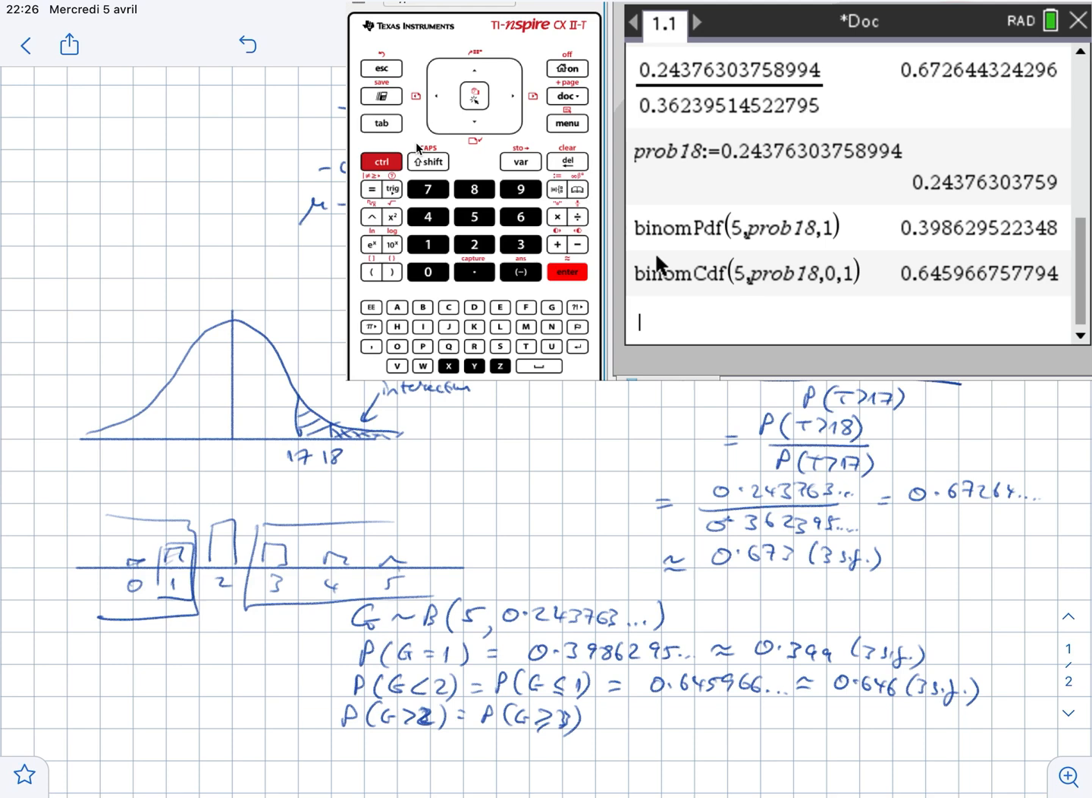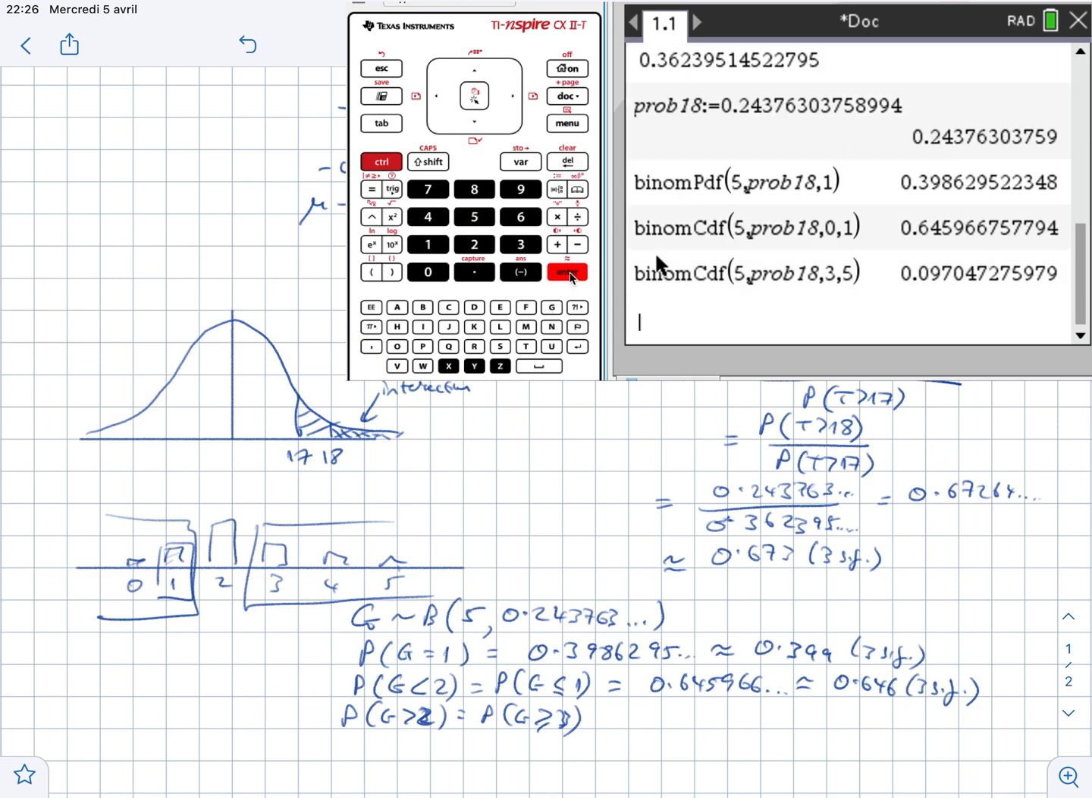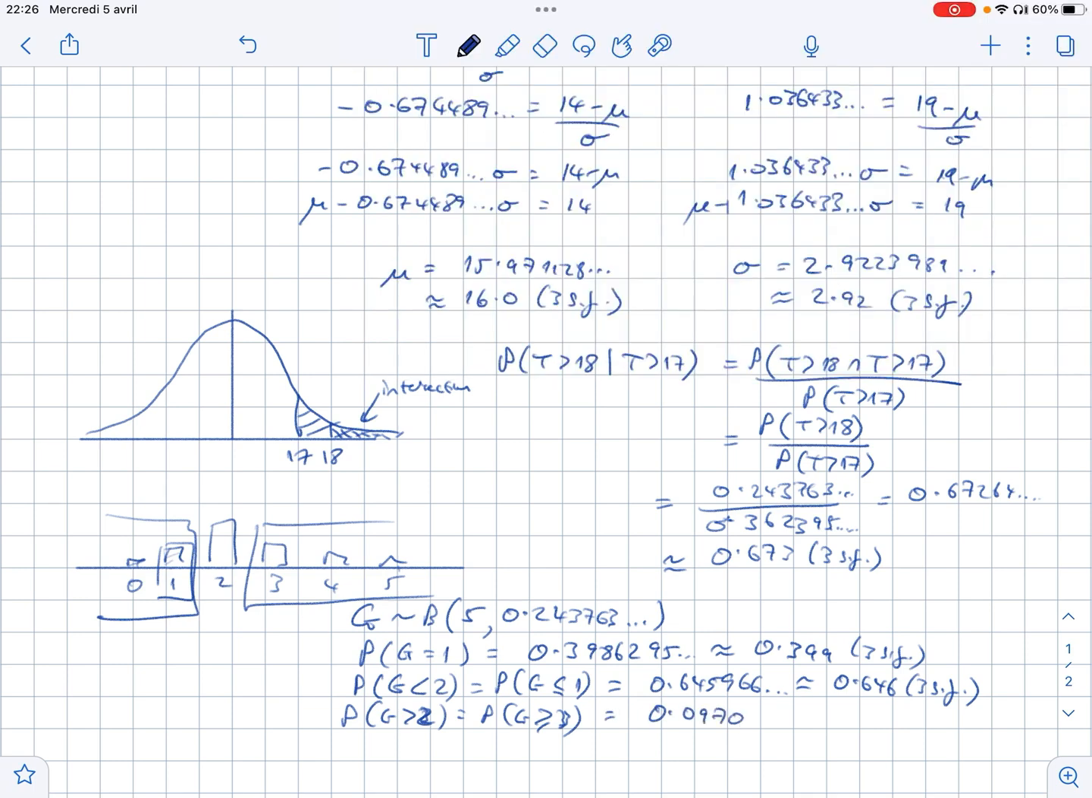Probability that it is greater than 2, I can just copy this value and change that from 2, so greater than 2, so 3, and at most we can have is 5. And there's a probability that's greater than 2. It gives us 0.09704727, which is approximately equal to 0.0970 to 3 significant figures. Make sure you put the 0 on the end because that's one of your significant figures.